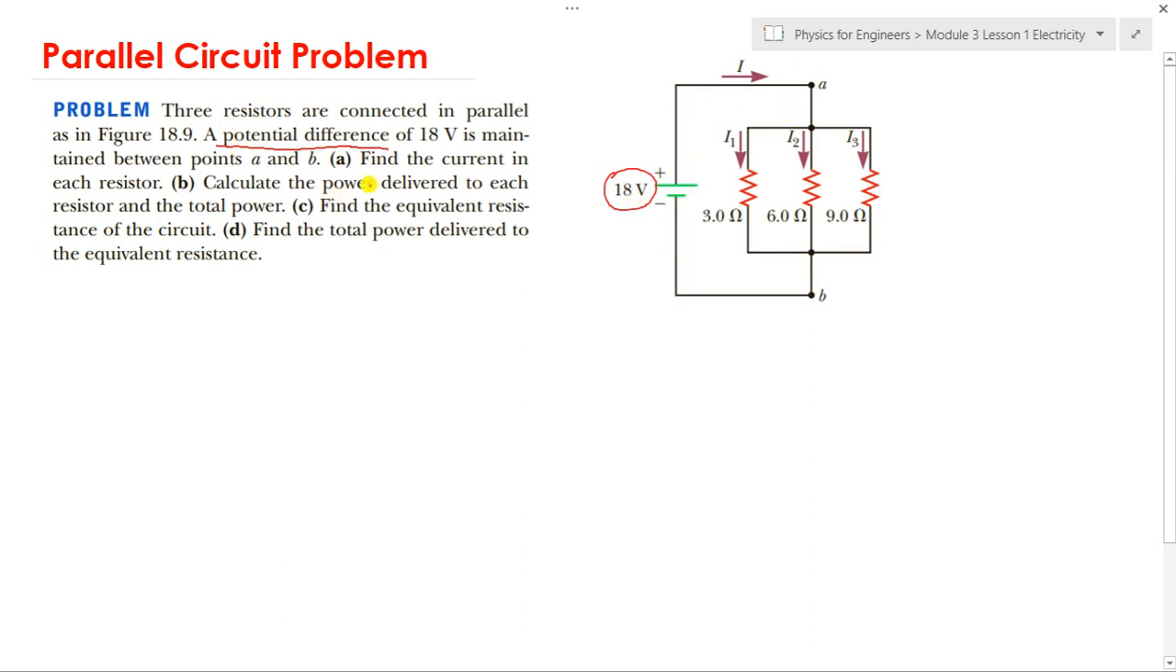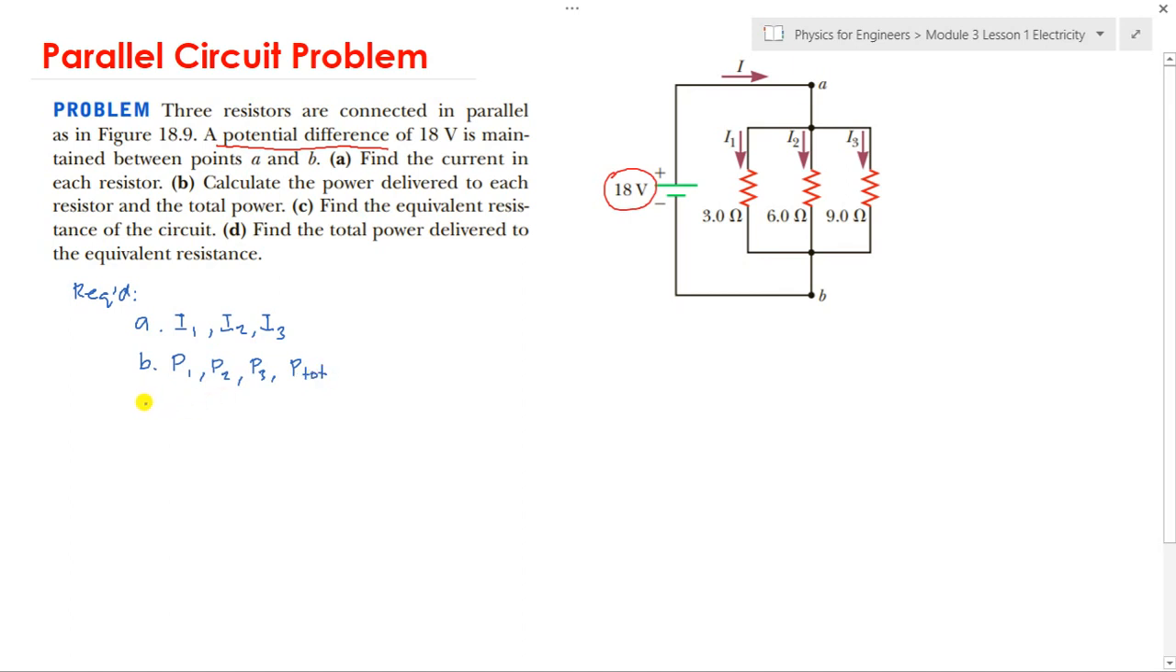Next, find the current in each resistor. The requirement for letter A is to find the current in each resistor, that is I1, I2, and I3, three values because there are three resistors. For letter B, calculate the power delivered to each resistor: the power at resistor 1, resistor 2, resistor 3, and the total power.